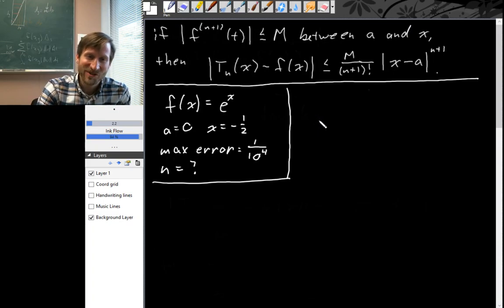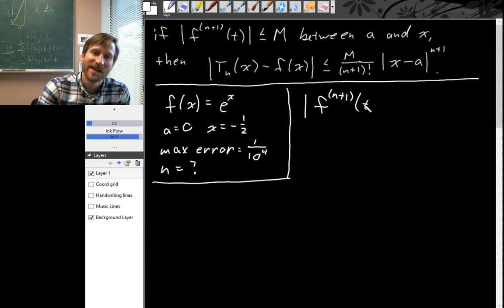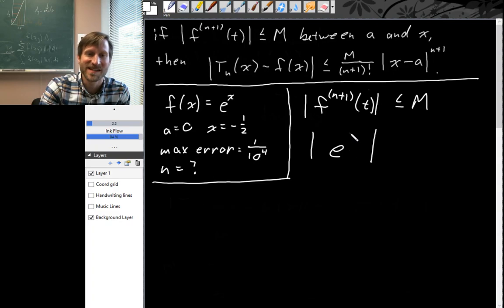Well, we're going to use the Taylor error bound, so we're going to have to find M. So let's do that at the beginning. Now, we don't know the order n, so when we find M, we're going to have our work cut out for us because we don't even know which derivative we're looking for here. Fortunately, for this particular function, e to the x, all of the derivatives are the same thing, e to the x. So when we put t in here, we always get e to the t.